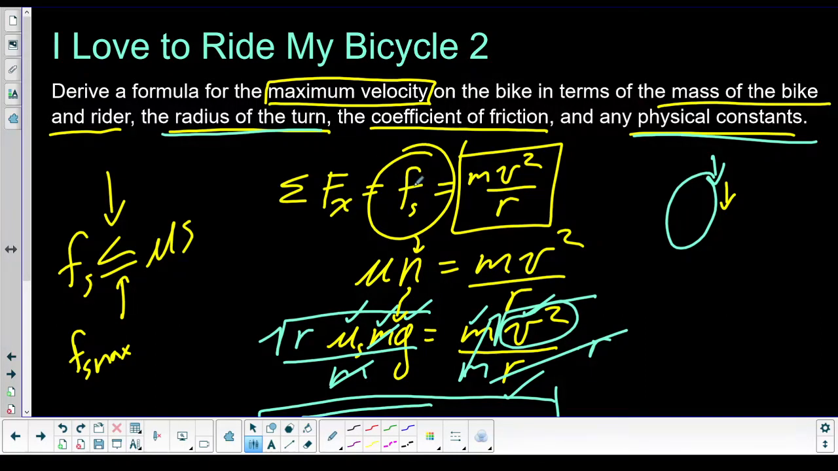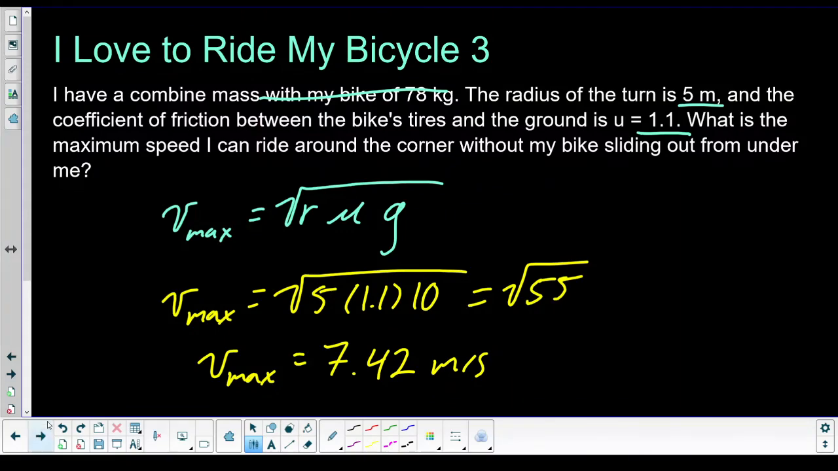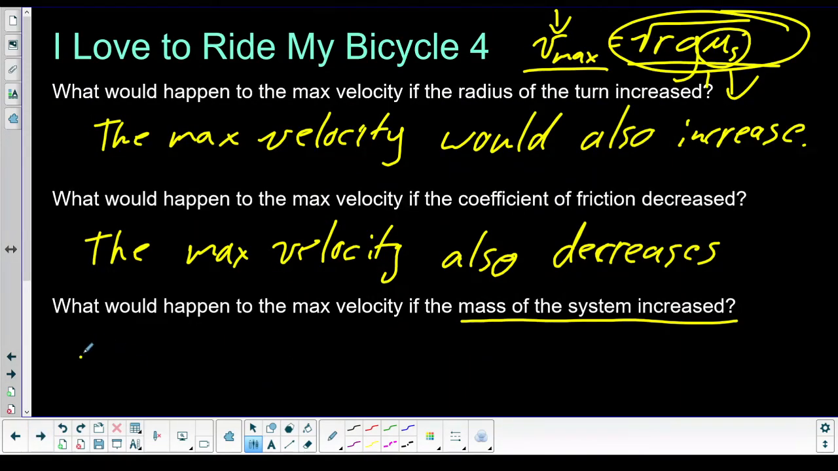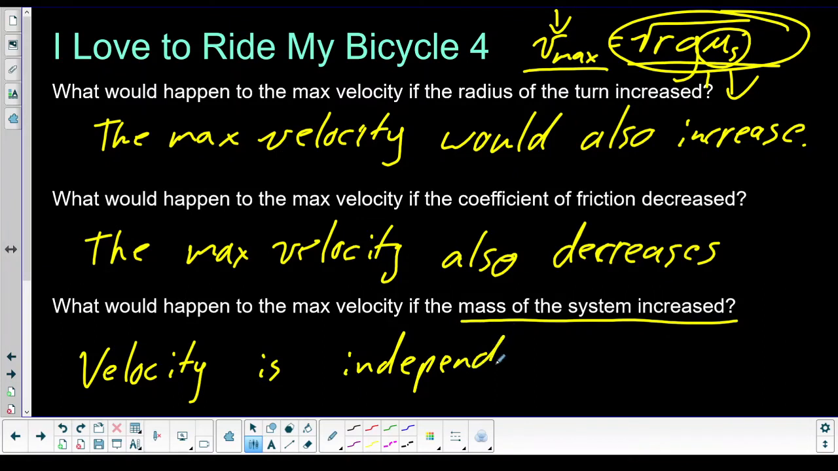If our force causing us to go in a circle was, say, tension instead, then tension in a rope is not going to depend on the mass of the thing on the end of the rope. The rope doesn't care how much mass is on the end of it. It just pulls as hard as it can, and then our mass would change. But in this case, velocity is independent of mass.